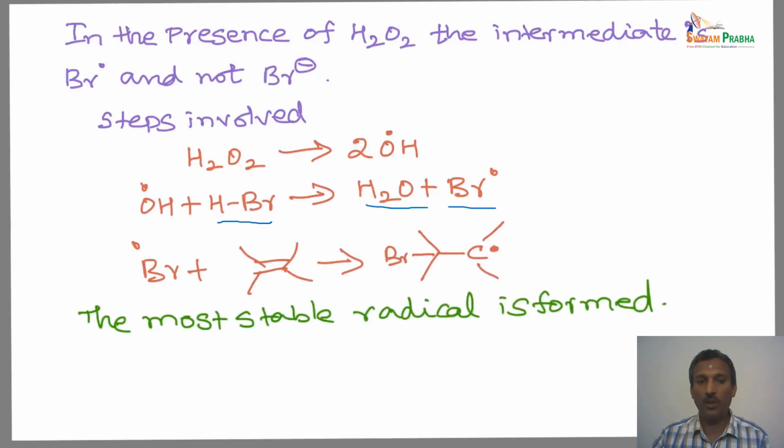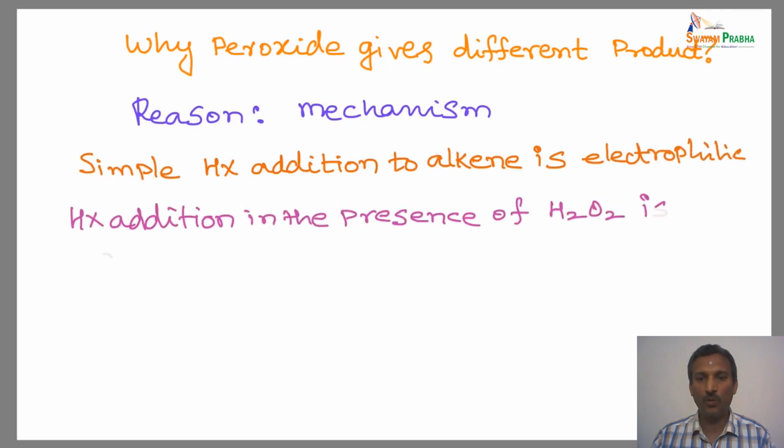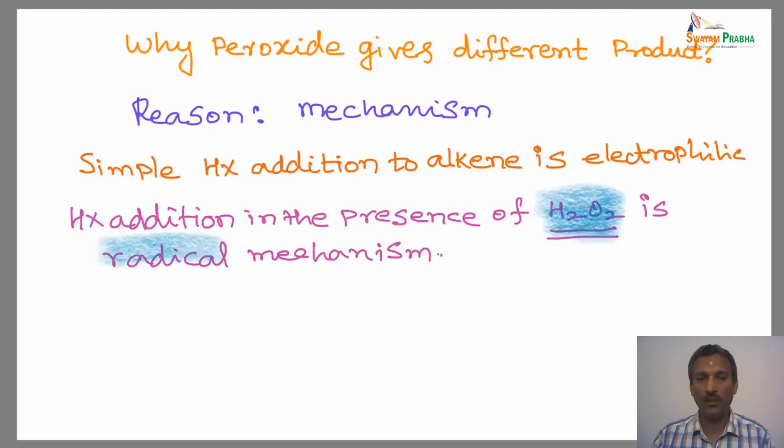The bromine radical now adds across the double bond to give a carbon radical. The stability of this carbon radical decides where the bromine will add, whether it will add to the first carbon or the second carbon. The decision is based on the stability of the resulting carbon radical. In other words, the most stable carbon radical is formed. The simple HX addition to alkene is an electrophilic reaction.